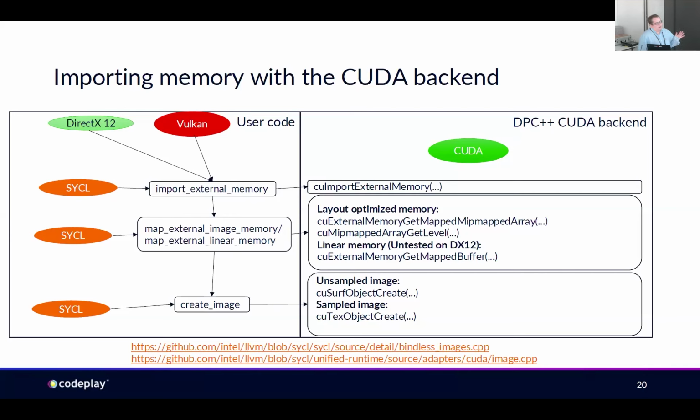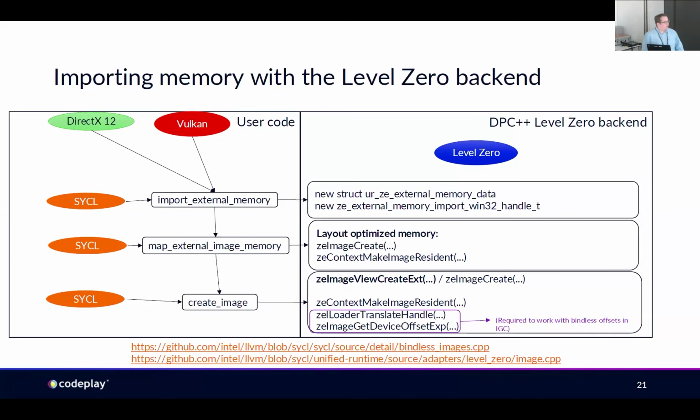This is currently untested at the moment on DirectX 12. Then of course you can create an image. For unsampled images, you're getting a surf object internally, and with sampled images, it is a CUDA texture. It works a bit differently for Level Zero.